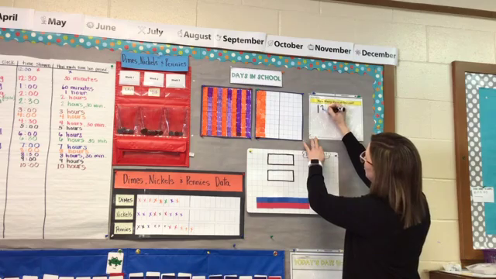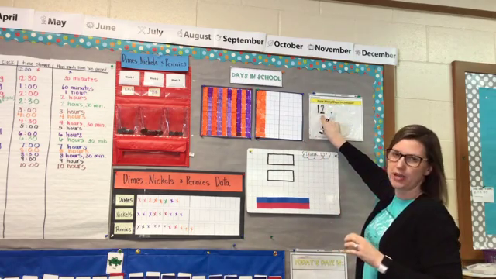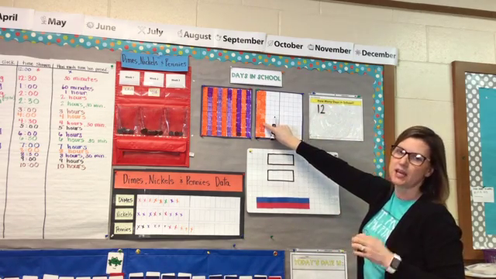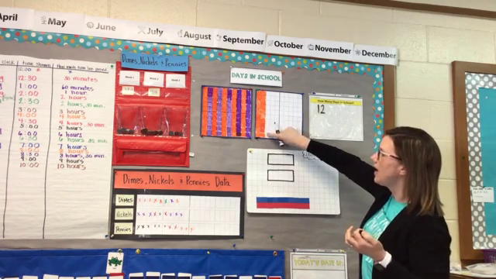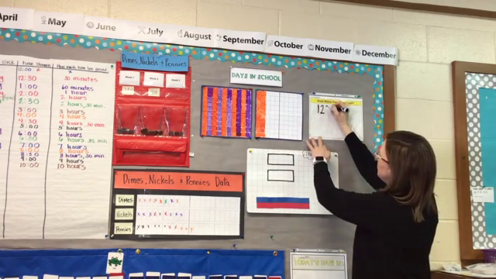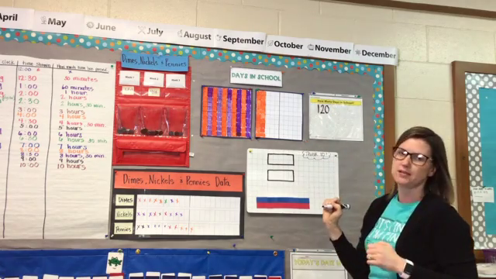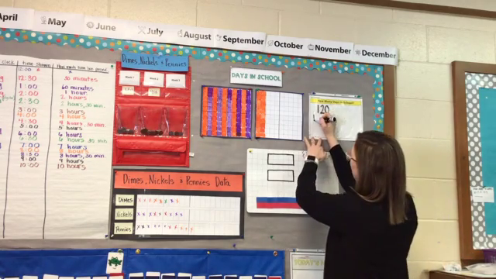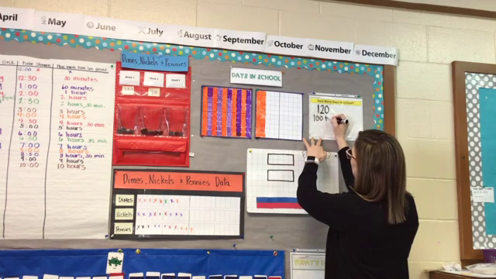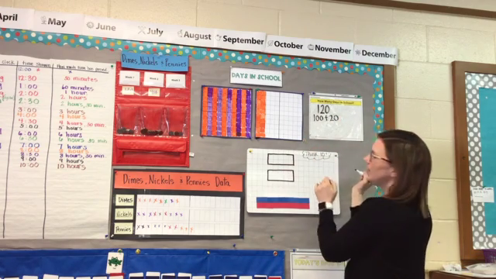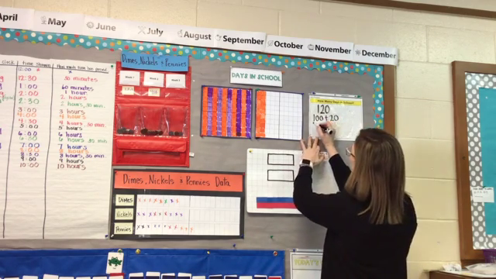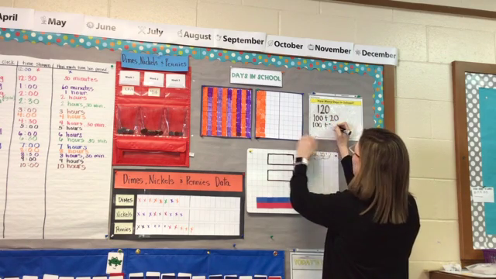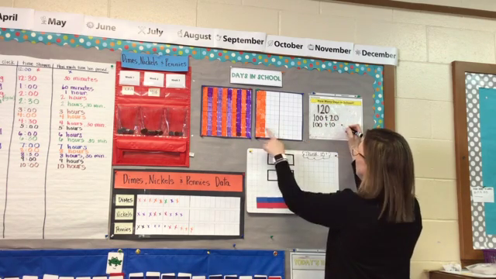So I'm going to put a 2 in my tens place. 2 groups of 10 is 20, and we don't have any 1s. So I have to put a 0 in my 1s place. So 120 can be 100 plus 20. 120 can also be 100 plus 10 plus 10.